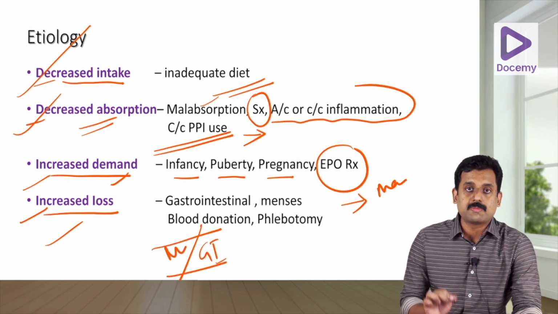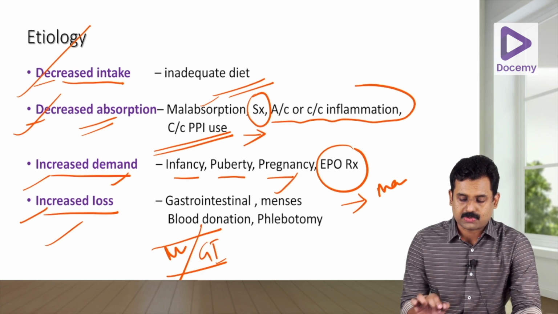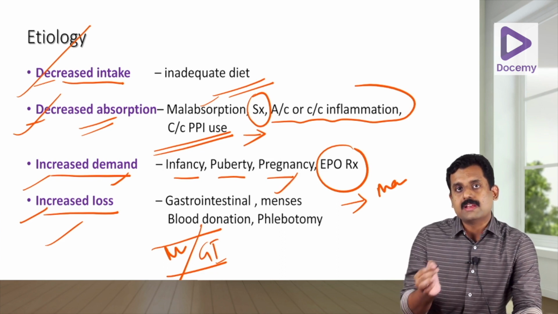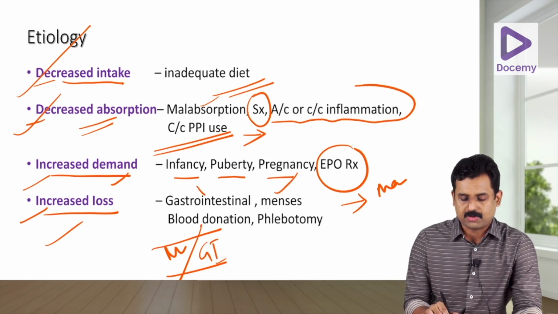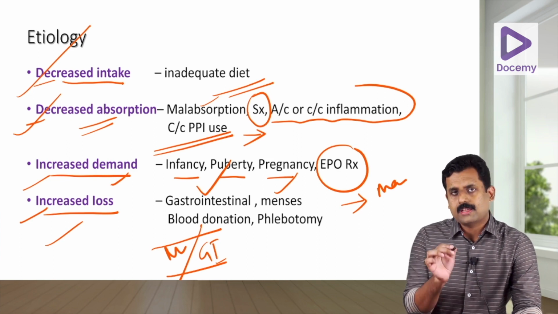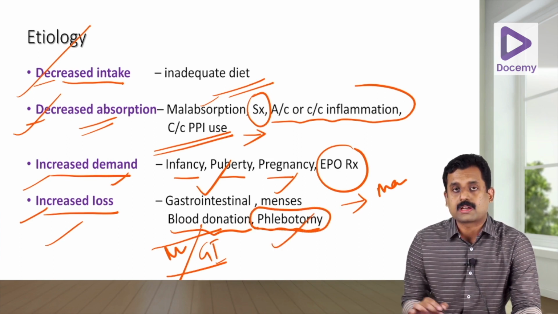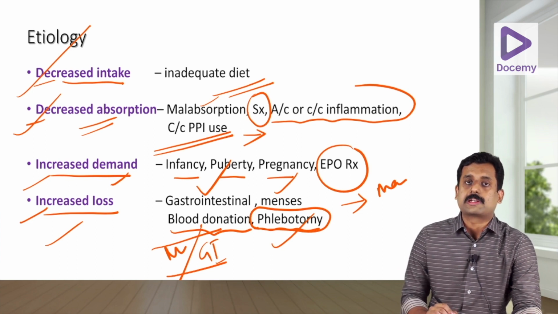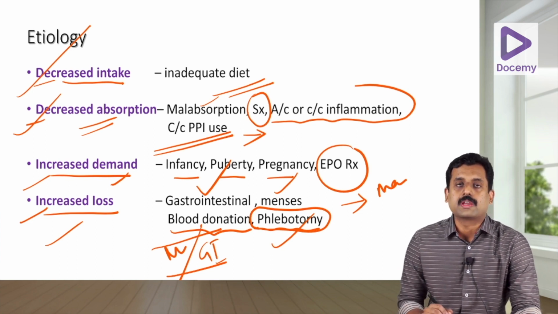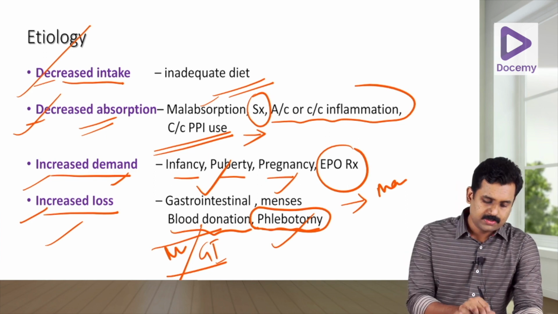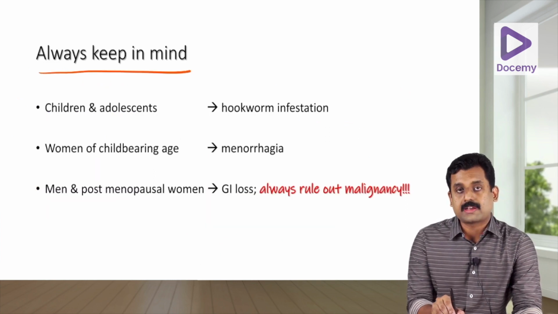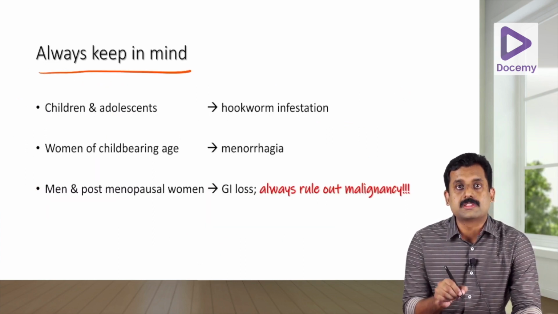So in women of childbearing age always think about a menstrual loss, and in males or postmenopausal women always think about a gastrointestinal loss. And there are some rare conditions like people who give blood frequently, or patients with polycythemia rubra or other conditions where phlebotomy is used as a treatment. In those conditions also you may get iron deficiency anemia. So for your clinical practice, always keep in mind these 3 points.